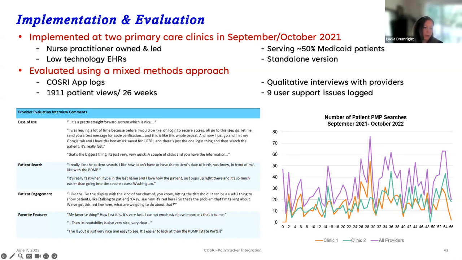And so they were able to refer back. They also told us that they started looking at other controlled substances because they could view them all. And as you can see from the graph there, there was high use. Next slide, please.